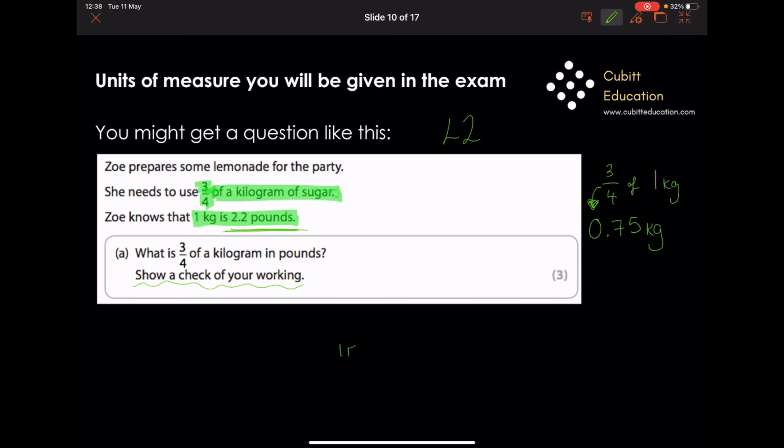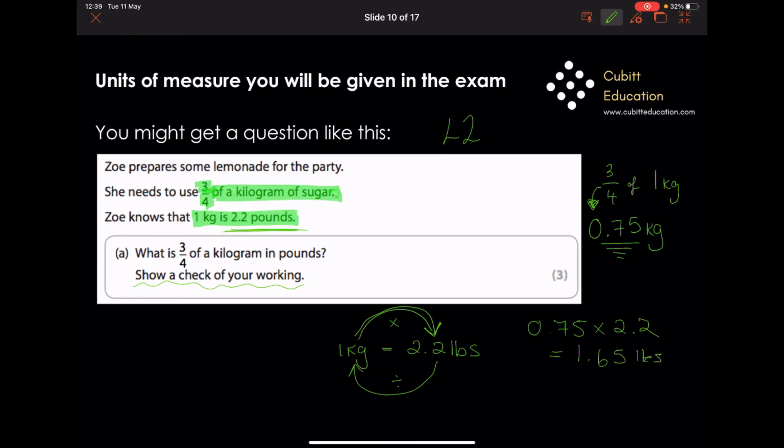So if we write down our conversion, 1 kg equals 2.2 pounds. LBS, that's how we write the shorthand for pounds. And we times at the top and divide at the bottom. We're in kilograms here, 0.75, and we want to get to pounds, so we need to times by 2.2. 0.75 times 2.2 gives us 1.65 pounds. We know it will be less than 2.2 because 1 kilogram is 2.2 pounds, and we've only got 0.75 of a kilogram.